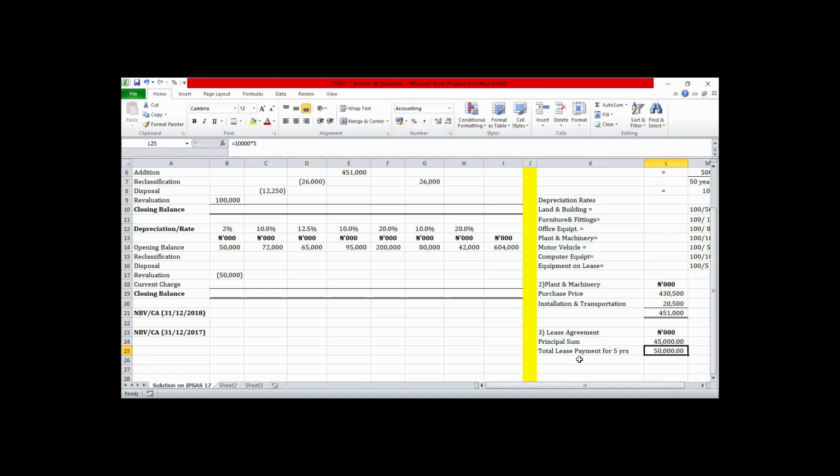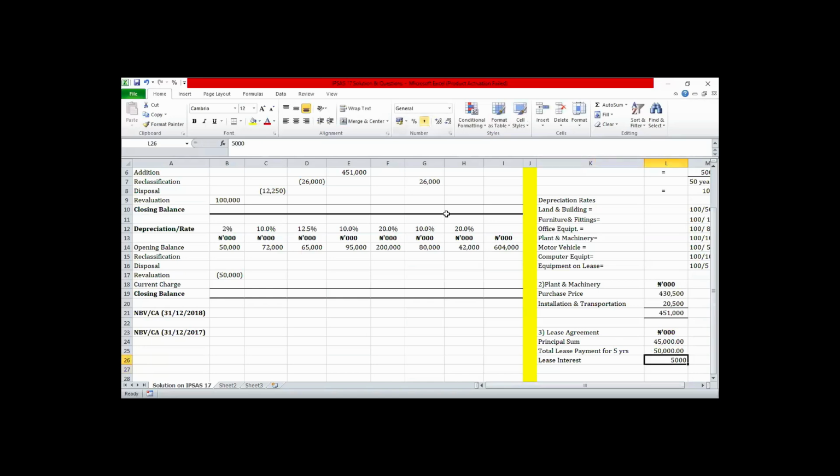Now, the difference between the two, are you with me? The difference between the two is called what? Lease interest. Of how much? 5 million. Is it clear? Yes, sir. Do you understand what we have done there?